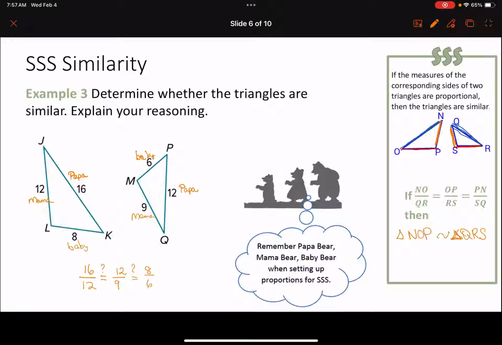We can say they both have a 4 in common, so 4/3. These two both have a 3 in common, 4/3. These two have a 2 in common. When we simplify, we get 4/3. And since 4/3 equals 4/3 equals 4/3, yes, they are similar.